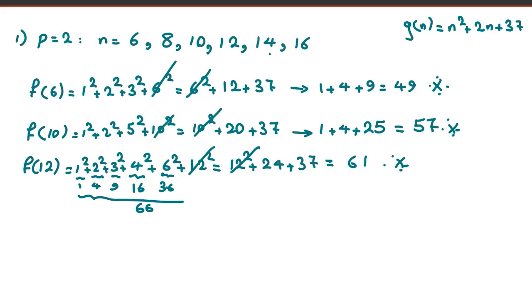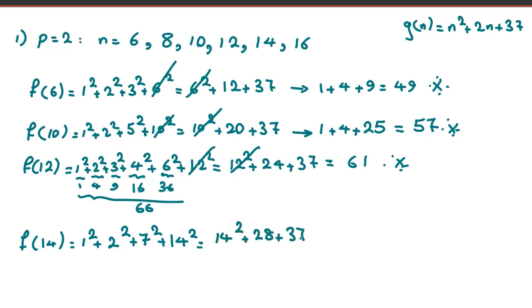In the previous case, we considered f of 14 is 1 squared plus 2 squared plus 7 squared plus 14 squared. And if you check with g of n, it is 14 squared plus 28 plus 37. 14 squared will be cancelled. It will be 1 plus 4 plus 49 equals 28 plus 37, 5, 65. So 554. Okay. So that's a contradiction of a fourth.